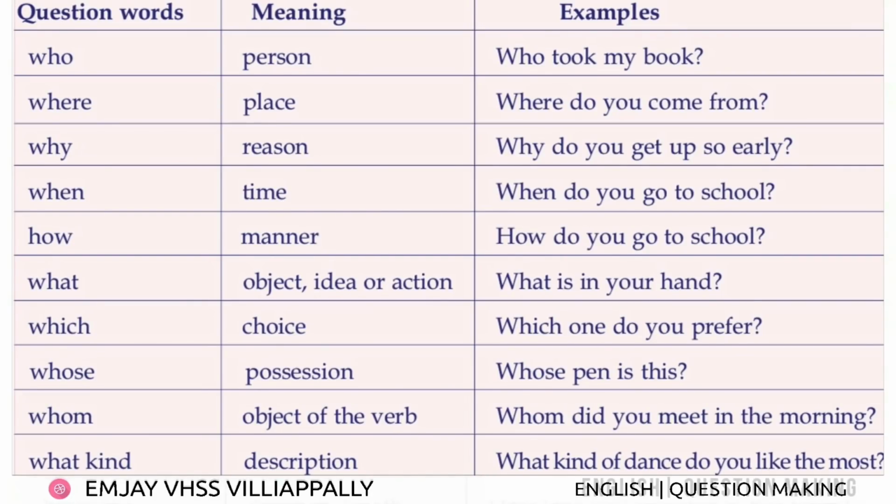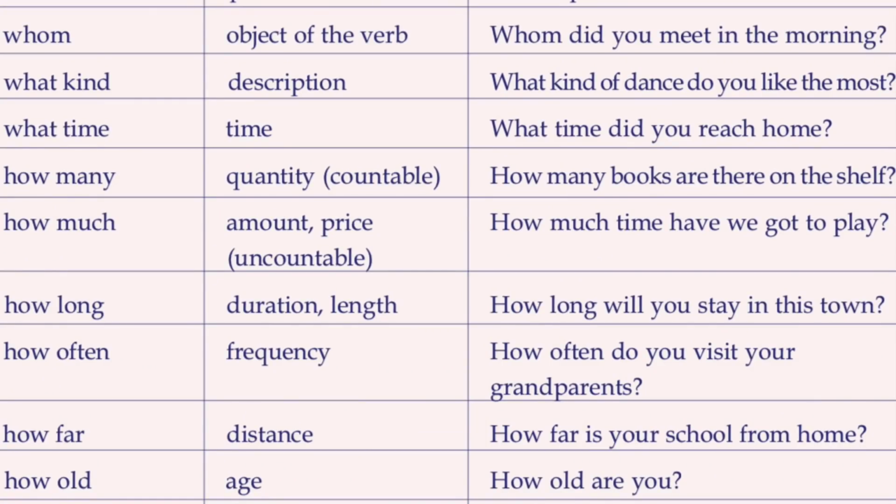Whom? Object of the verb. Whom did you meet in the morning? I met my friend in the morning. What kind? Description. What kind of dance do you like the most? I like classical dance the most. What time? Time. What time did you reach home? I reached home at 7:30.